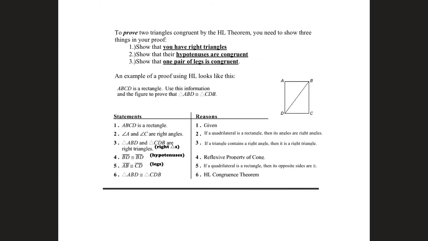Okay, so when you're writing a proof that's going to use the HL shortcut, in the proof, you need to show 3 things. The first thing you have to show is that you do have right triangles. Notice that it says right triangles and not right angles, and I'll show you how that works in the proof here in this example. You have to show that the hypotenuses are congruent, and you have to show that 1 pair of legs is congruent. So you're showing that I have right triangles, and then I have the 2 pairs of congruent sides, which are specifically hypotenuses and legs. Here's an example of what an HL proof will look like.